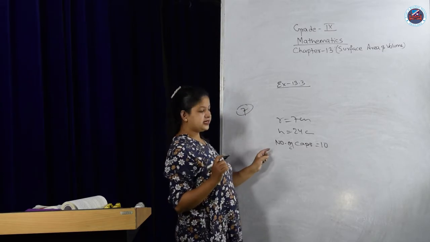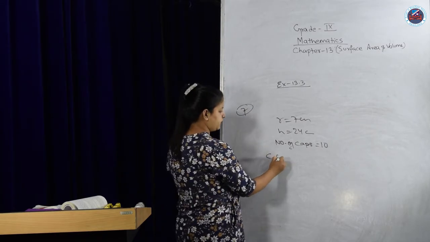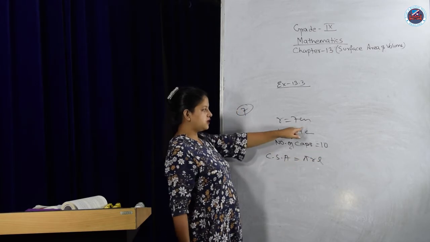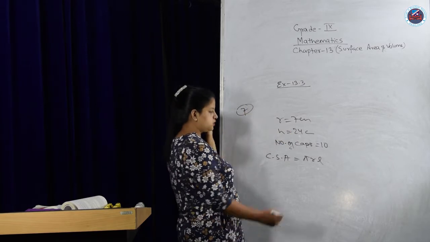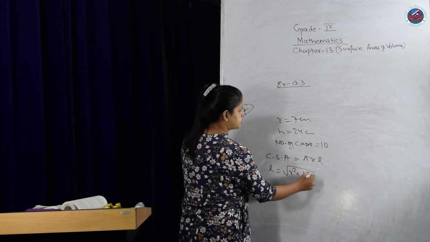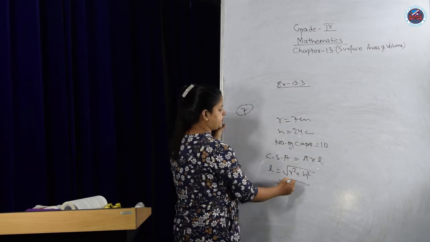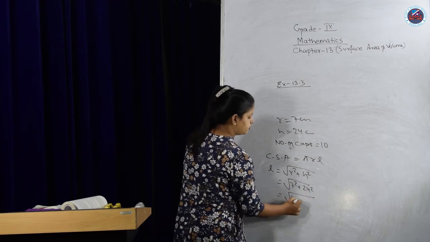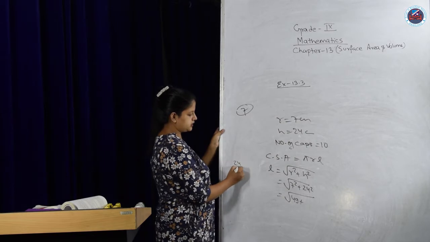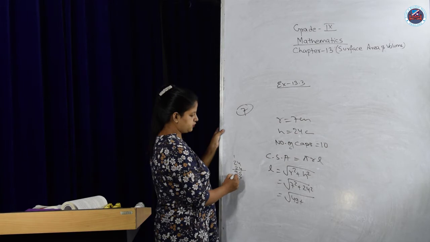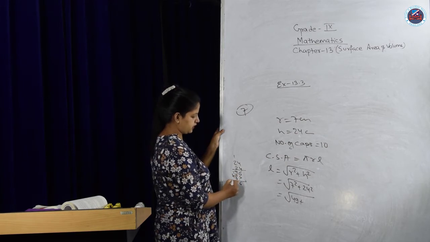And in order to find CSA, what formula do we have, pi r l, needs L, but L is not given, height is given like before. So you first find L. L is under root R square plus H square. R is 7. H is 24. 7 square is 49. 24 square, let us multiply and check. 4 fours are 16, 2 fours are 8, 576.